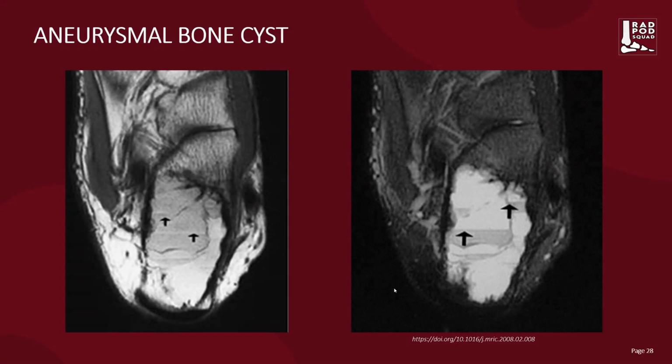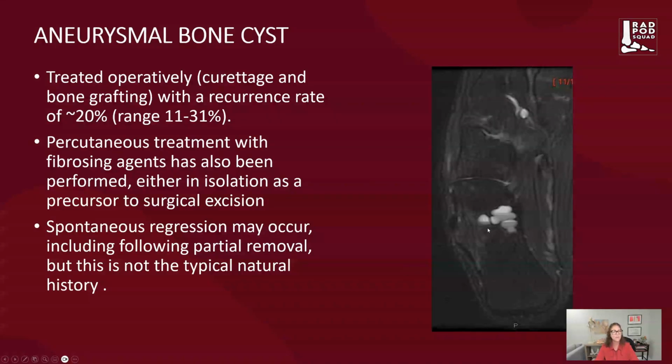More examples of this aneurysmal bone cyst. What we're talking about is treating it operatively, curettaging and bone grafting, making sure that we understand the features under pathologic evaluation, analyzing whether or not there's a secondary lesion. Once we have cleared the lesion, we can perform percutaneous treatments and inject fibrosing agents, and often spontaneous regression may occur, but that depends on if there's any residual tumor left behind.